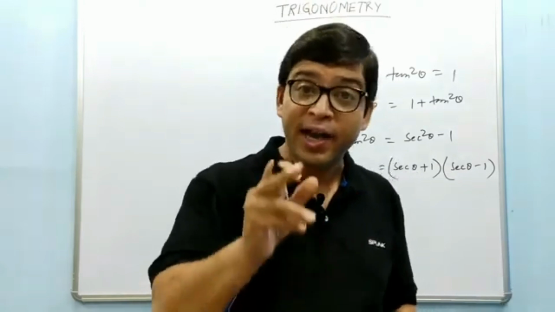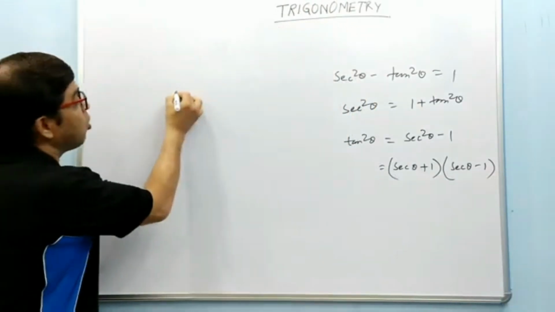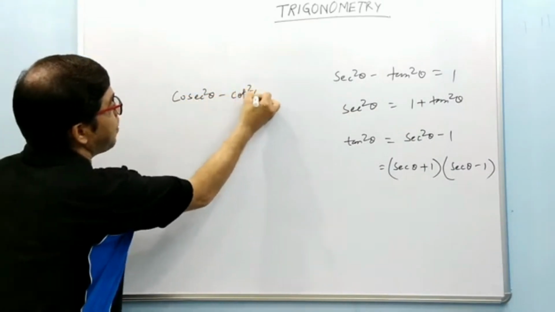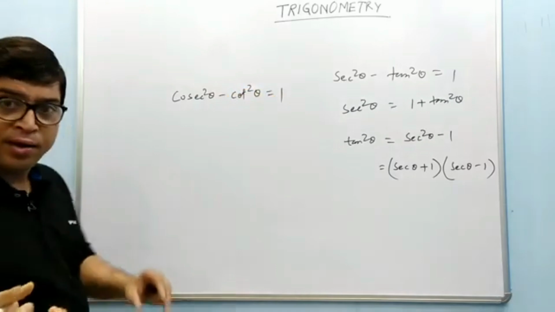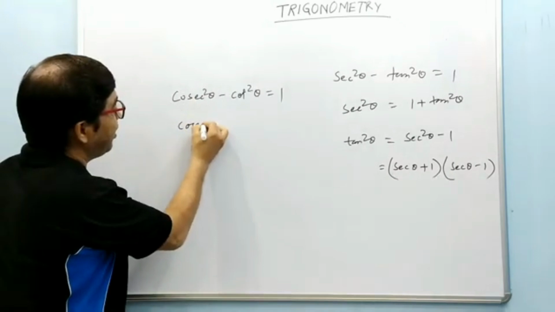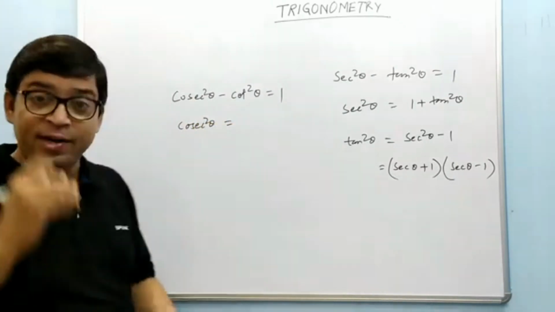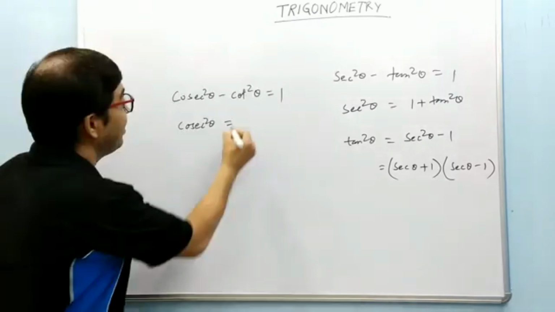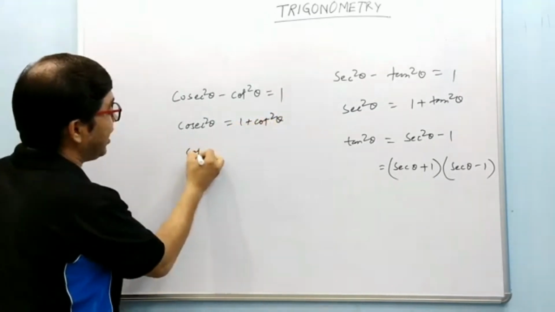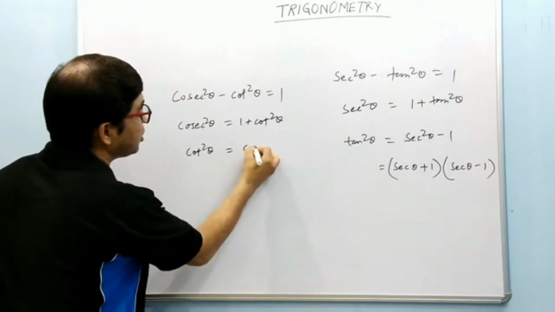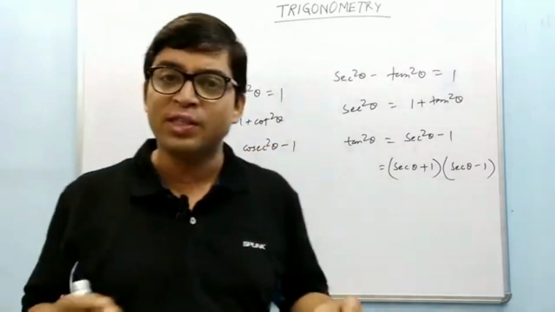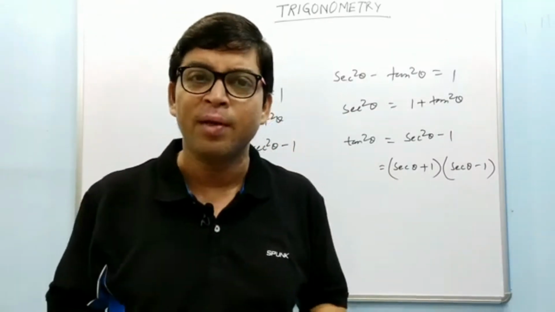And another identity I am seeing here, that is cosec square theta minus cot square theta equal to 1. Now how can we use it? See, cosec square theta, can you tell me what it can be written as? It is 1 plus cot square theta, and cot square theta can be written as cosec square theta minus 1. You just make use of these identities, your things will be simple.